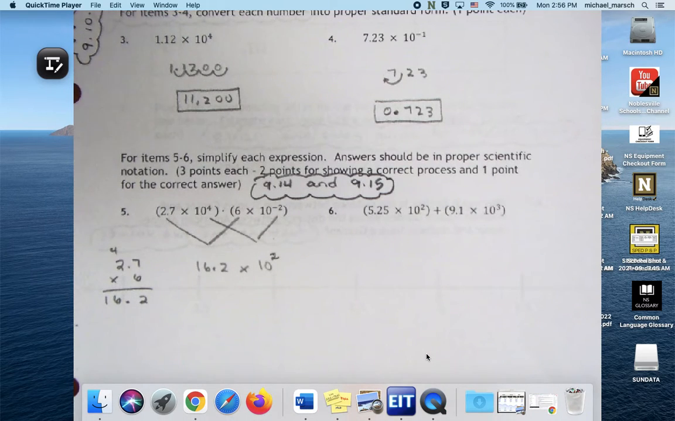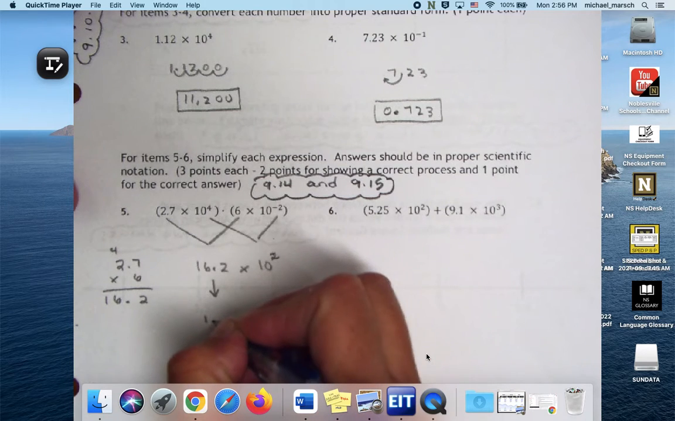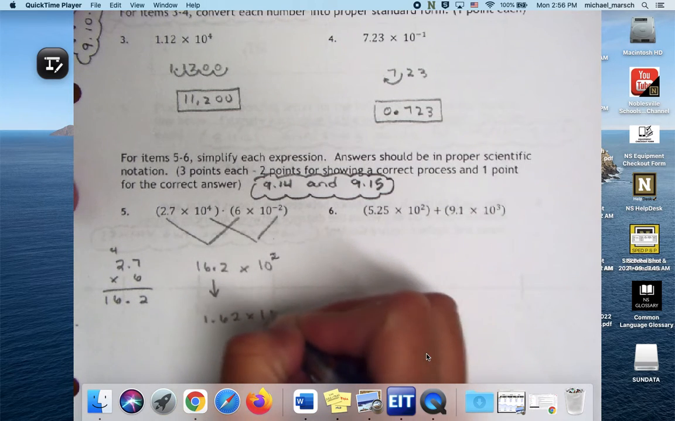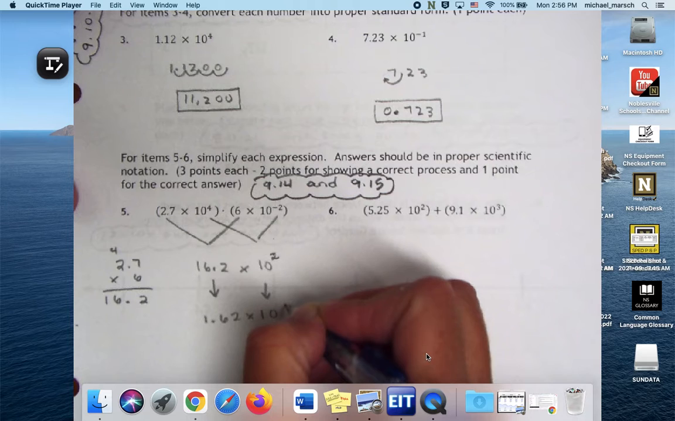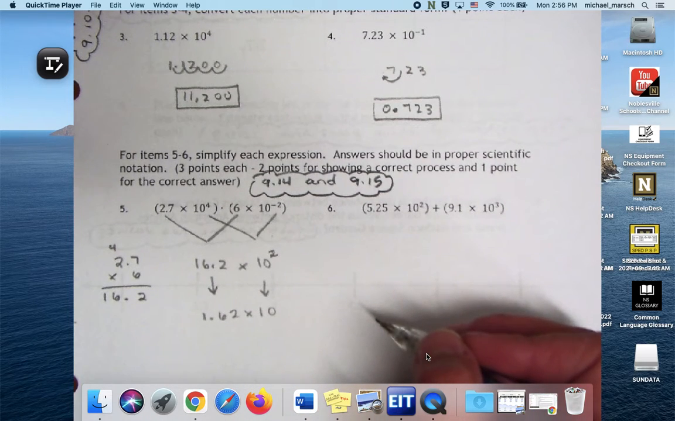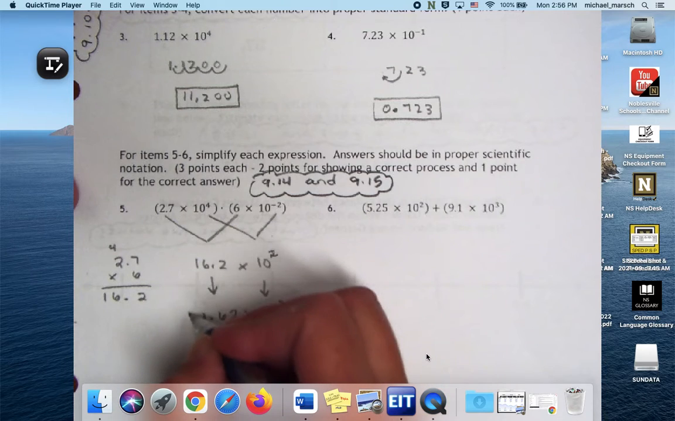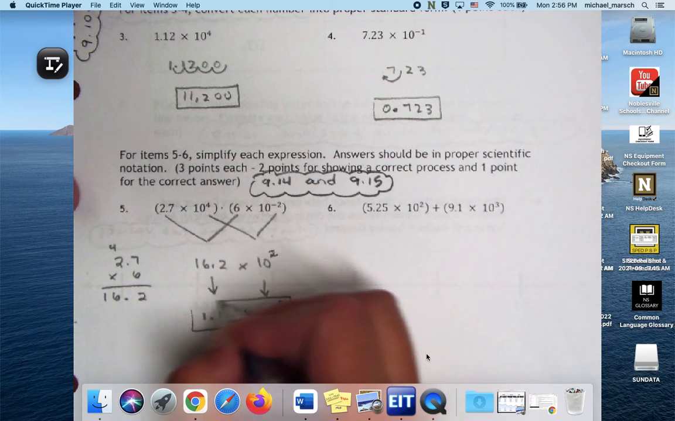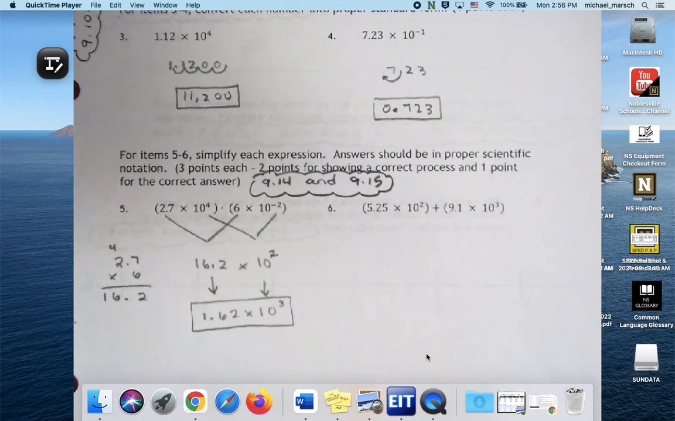However, we're not done yet, because that's not in proper scientific notation. Xander? Decimal 1 over. So I get 1.62 times 10 to the, what's my exponent? Oh, 3. Yes. Add 1 to the 2.